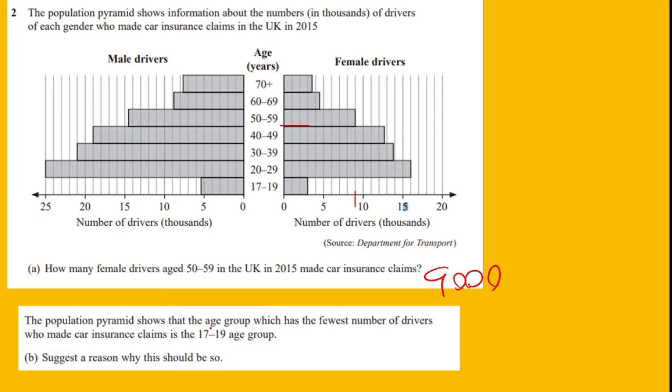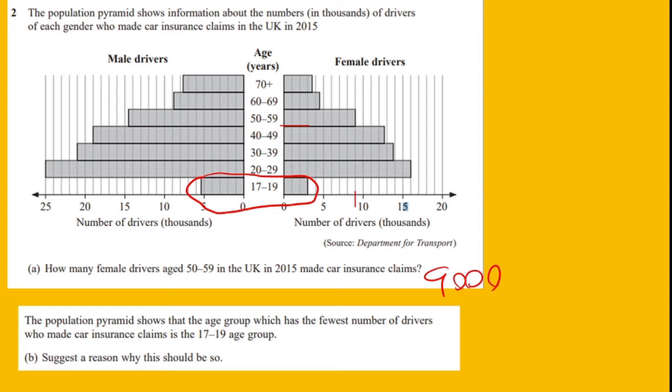Right, the population pyramid shows that the age group which has the fewest number of drivers who made car insurance claims is the 17 to 19 group. State a reason for this. Now, there could be a few reasons. You could say that they're young drivers, so there's not a lot of those people out there on the roads because they haven't passed their test yet.